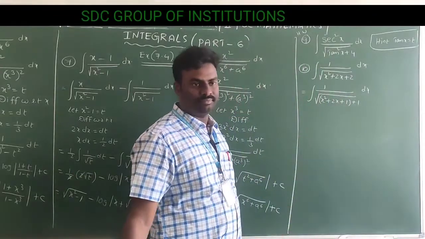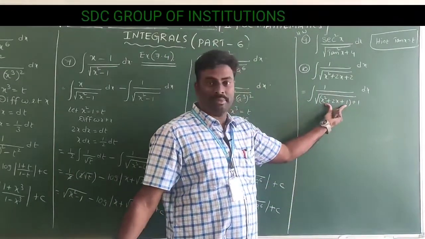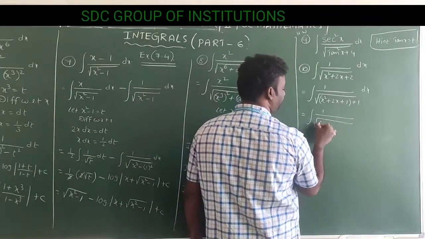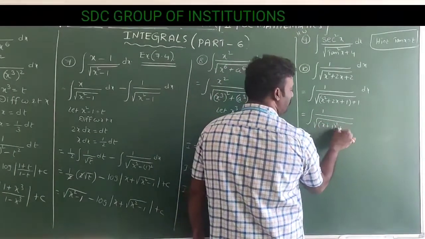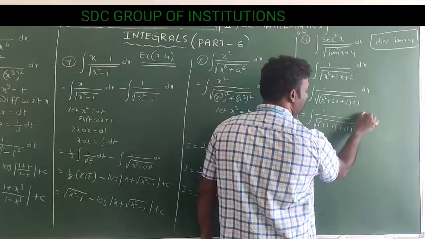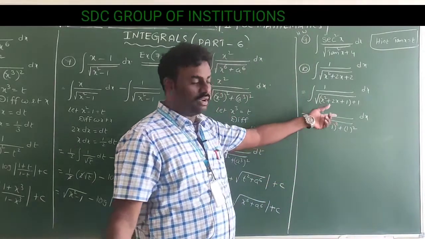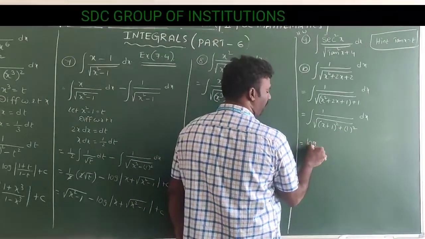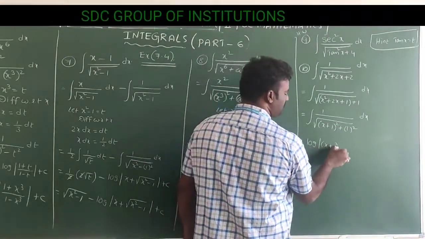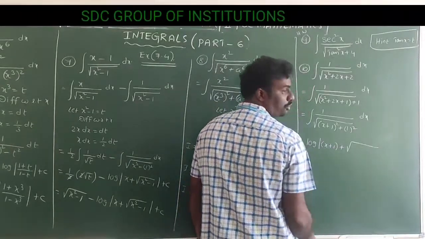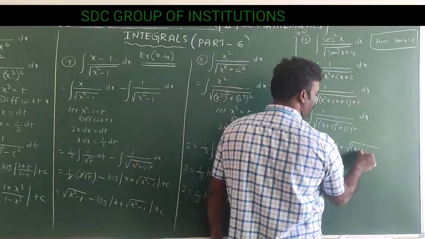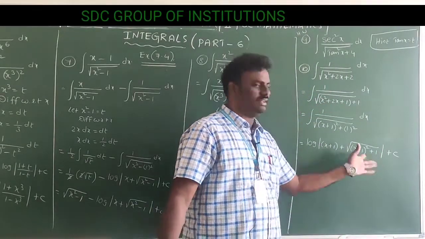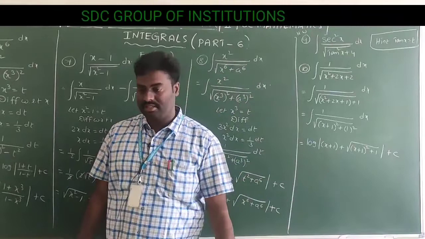x plus 1 whole square plus 1. Now this can be written as a plus b whole square. Plus this 1 can be written as 1 square. It is the direct formula, 1 by under root of x square plus a square, log mod x plus under root of x square plus a square plus c. If you want, you can simplify. Okay. So this is the answer for question number 10.